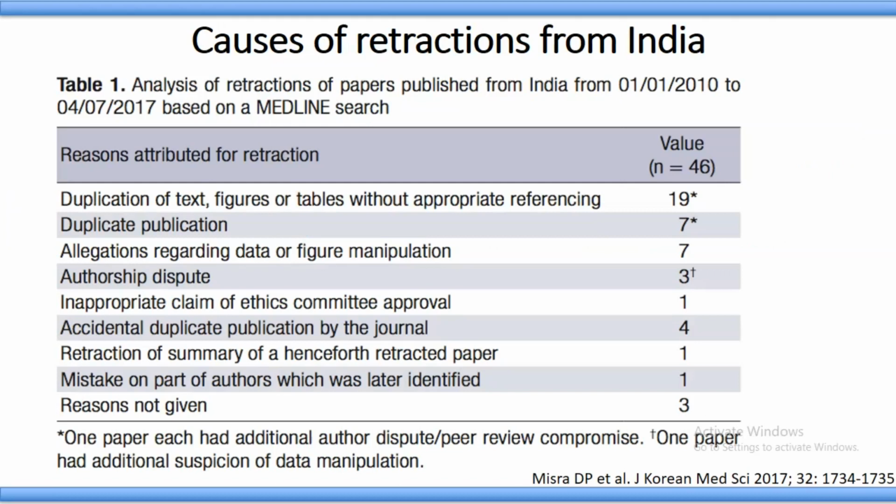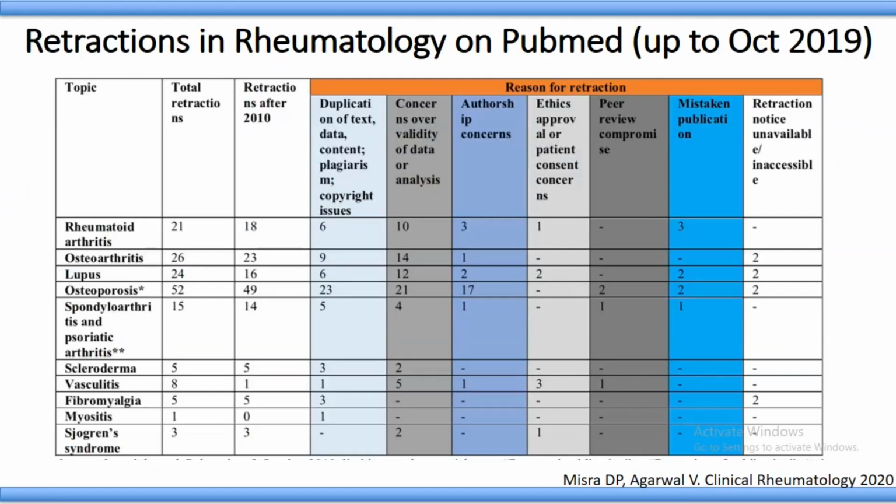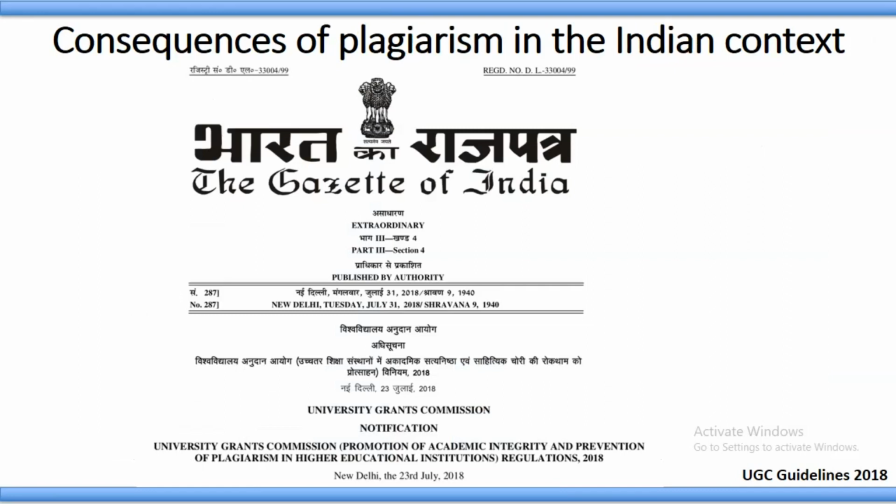An analysis of retractions from India available on PubMed from 2010 to 2017 found that nearly 60% of them could be called plagiarism. And this was another analysis of retractions in our specialty. Again, a large number of them were due to duplication of text, data, content, plagiarism, or copyright. So these are the reasons why papers are retracted. Please take care that you don't fall foul of this kind of offense inadvertently.